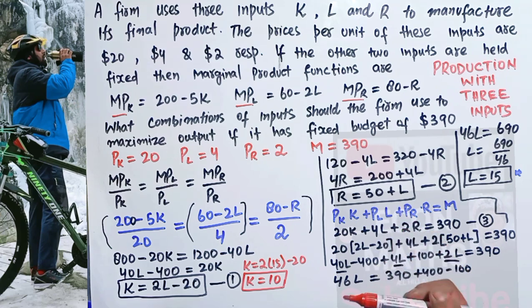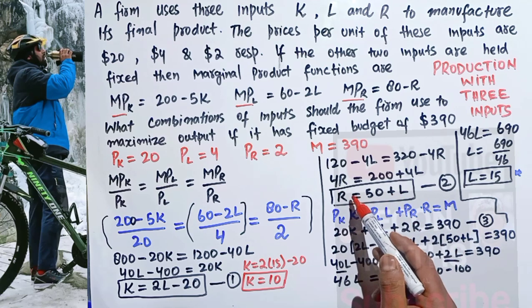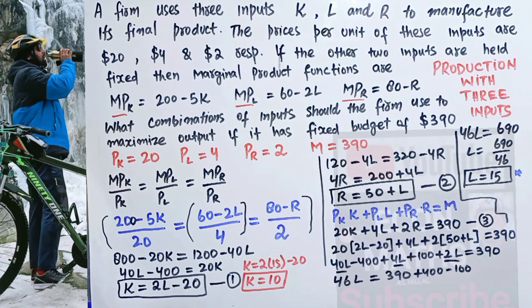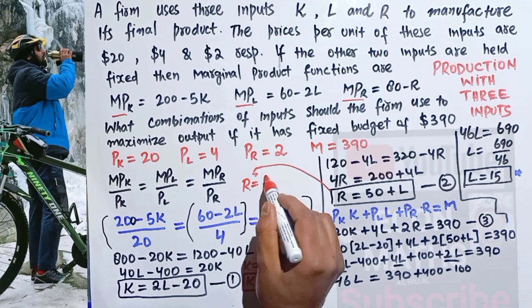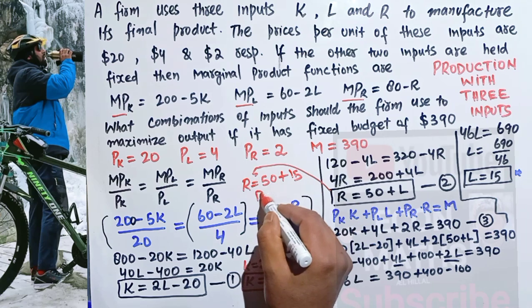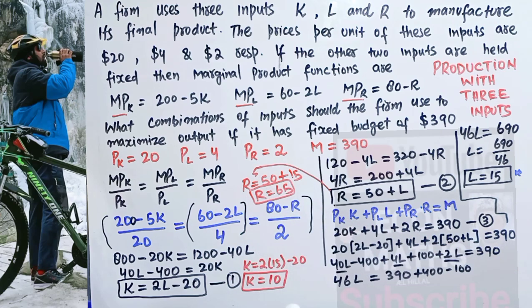Now we need to find out the units of R. So units of R will be equal to, just plug L is equal to 15 in this equation, that means our R will be equal to 50 plus the value of L we got, 15, that gives us R will be equal to 65. Okay, so we got the three optimal input combinations: we need 15 units of labor, 10 units of capital and 65 units of other input, which is R here.